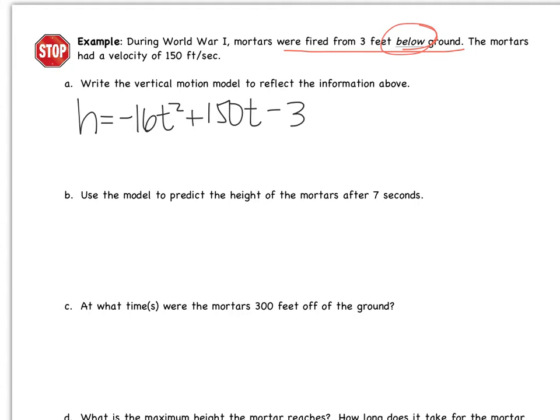So what I would like you to do right now is pause the video and try the rest of them on your own. This is probably going to take you about 5 or 6 minutes, so please dedicate the next 5 or 6 minutes to trying the rest of these problems. When you come back, I will give you the answer. Good luck!